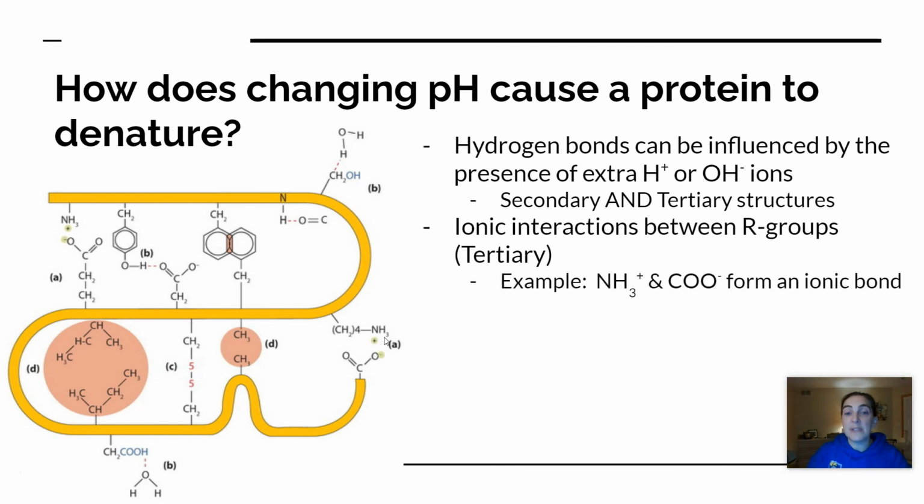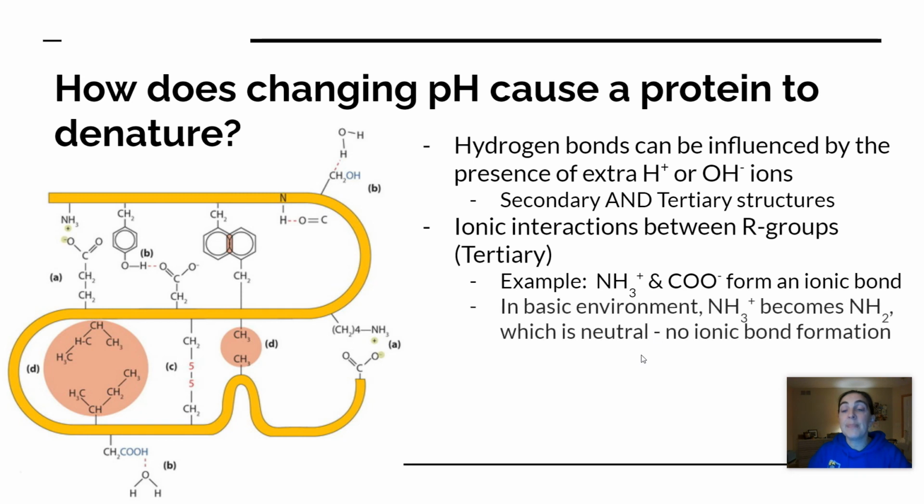So the examples you see here are this amino group, that's that NH3 functional group. That's what the amino group looks like in its ionized form. It has an extra hydrogen, so it has a positive charge. And this one is a carboxyl group, that's COOH, but when it loses that hydrogen, it becomes a negatively charged ion. And so these two attract and form an ionic bond.